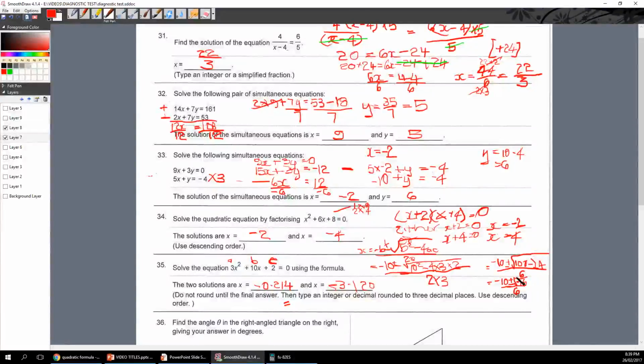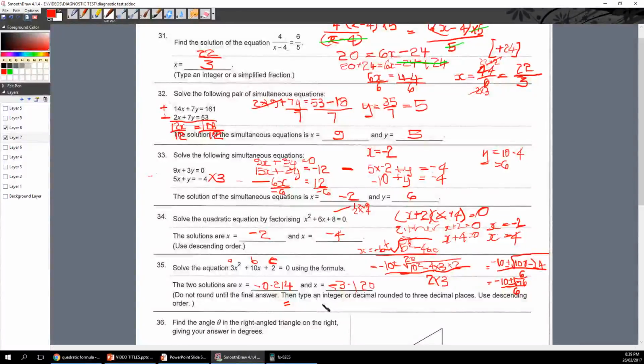So then we go to our calculator, negative 10, and we do each one. We do negative 10 plus root 76 over 6. That will give us one of the values. And then negative 10 minus root 76 over 6, and that will give us the other one. And then we put them in here. They have to be integer or decimal rounded to 3 decimal places.